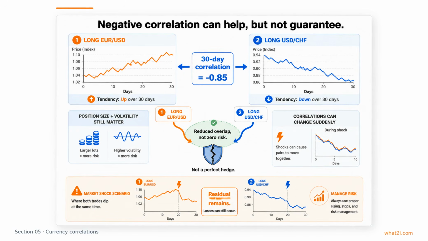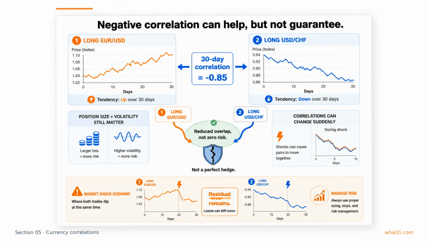Negative correlation can help reduce overlap, but it does not guarantee protection. Suppose EUR/USD and USD/CHF show a 30-day correlation of -0.85. Taking long positions in both may lower the chance that both trades lose in exactly the same way at the same time. But that does not make the portfolio risk-free, because position size, volatility, and market regime still matter. Correlations can also change quickly, especially during market stress. So negative correlation can soften exposure, but it should never be treated as a perfect hedge.